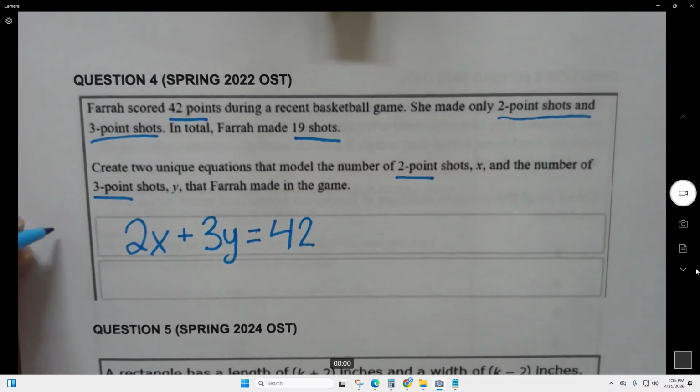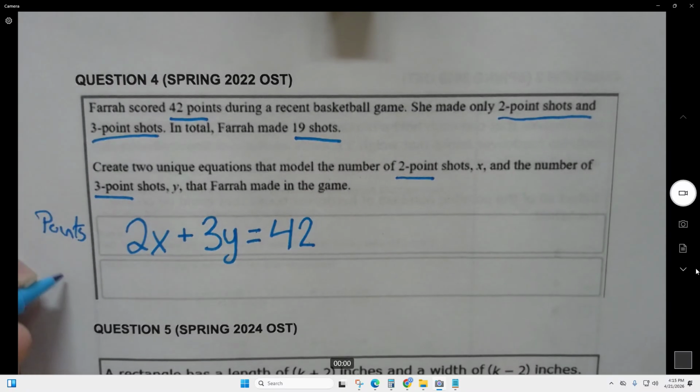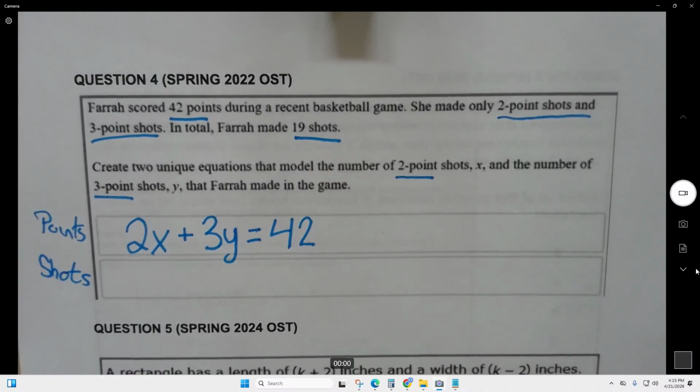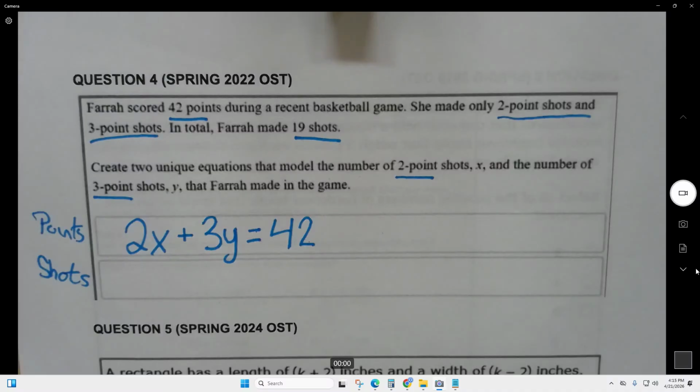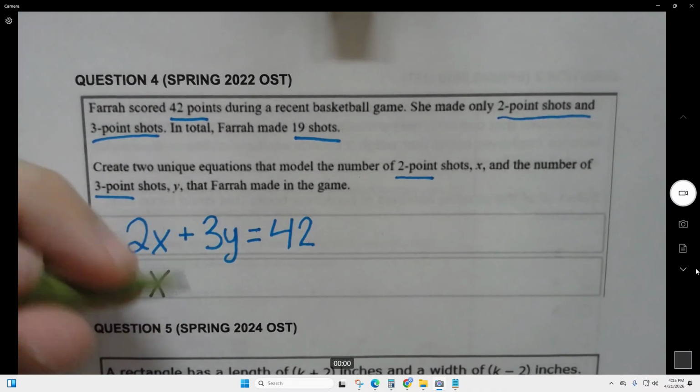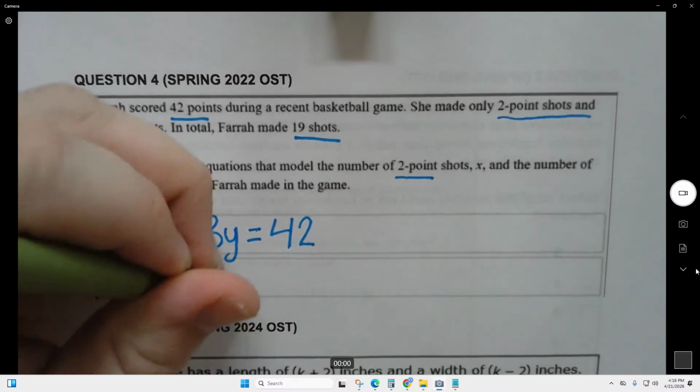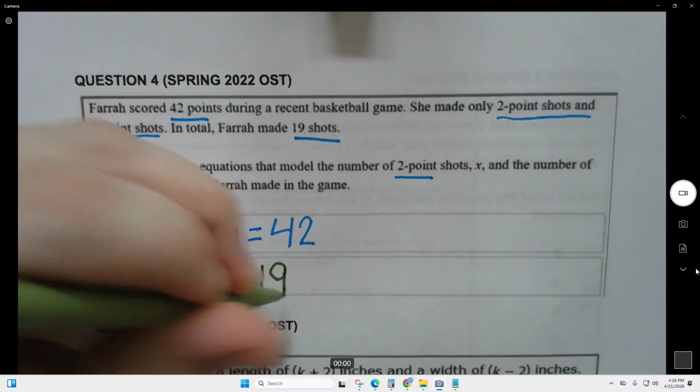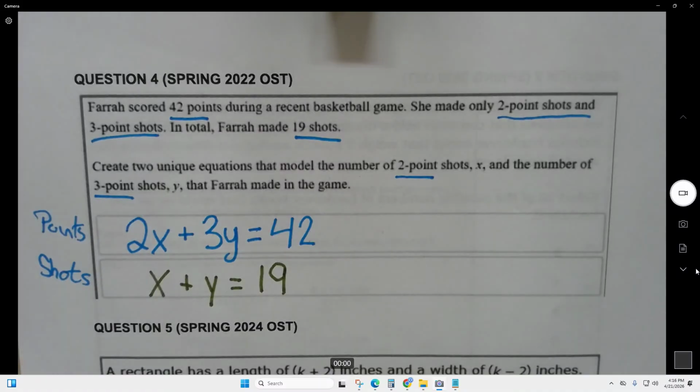When you see a question like this, I want you to break it into the points equation and the shots equation, okay? Our shots equation is going to look a little different, because when you analyze the shots, you're not so much worried about how many points the shot was worth. You're just worried about how many shots. They took a number of shots equal to their number of 2-point shots plus their number of 3-point shots, and they took 19 shots total. It doesn't matter how many points the shots are worth. You just need to account for the fact that they are shots.